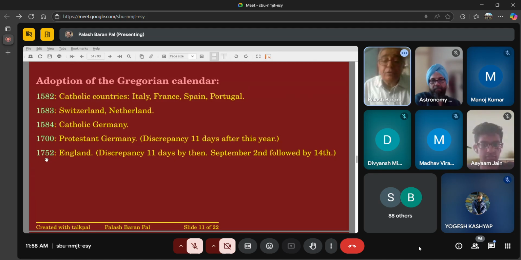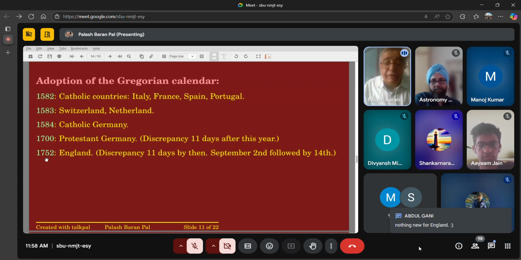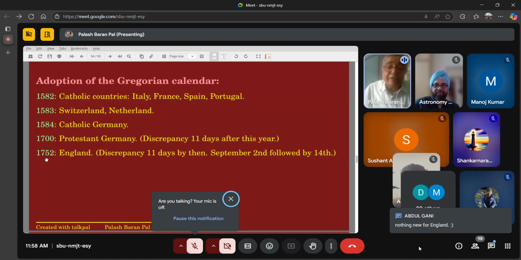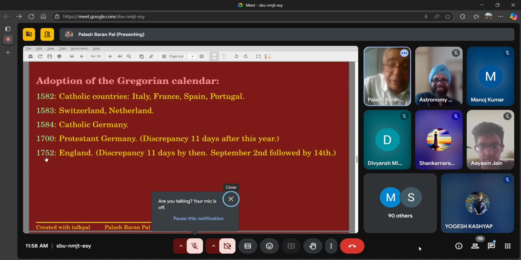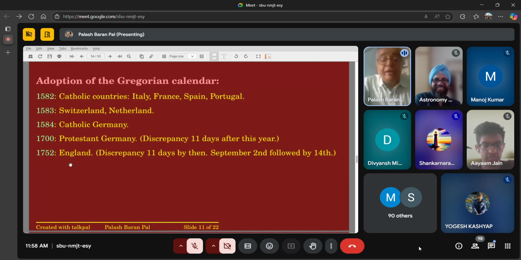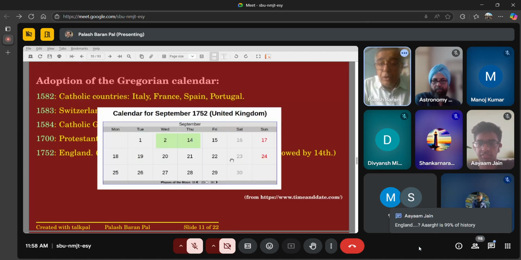So if you call that the English calendar, I must say from my Bengali point of view, it's like calling Rasgulla a Gujarati sweet because maybe some store in Gujarat sells Rasgulla. Okay, so England finally woke up in 1752. The discrepancy was 11 days after 1700. So September 2nd was followed by September 14th.